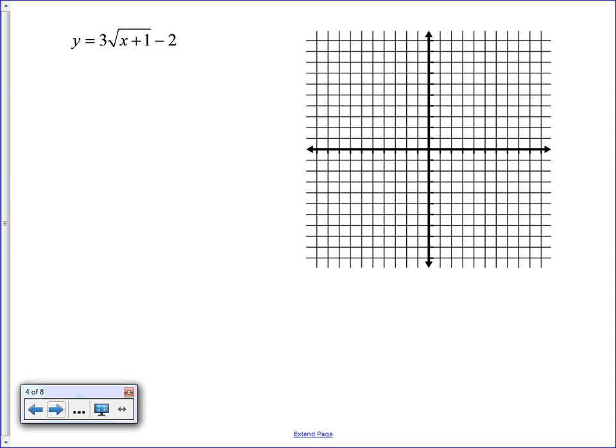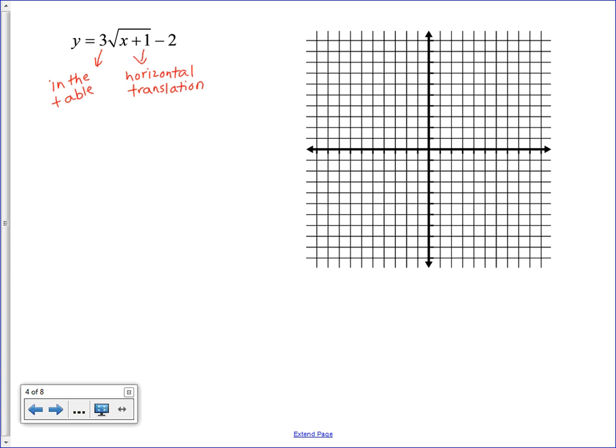I'm going to include the 3 in the table. So when I make my table for my x and y values, I'm going to include the multiplication by 3 in my table. I am not going to include the plus 1 or the minus 2. The plus 1 I will deal with on the graph.